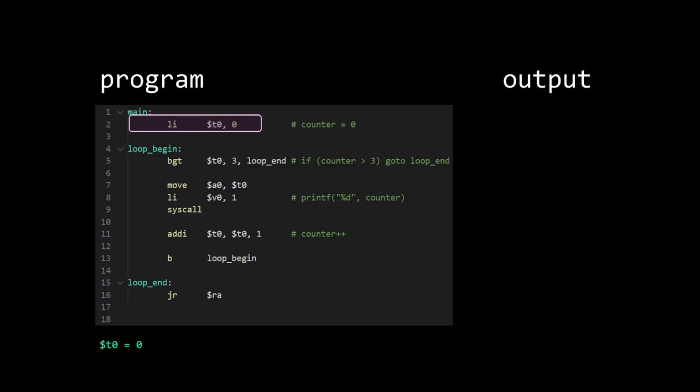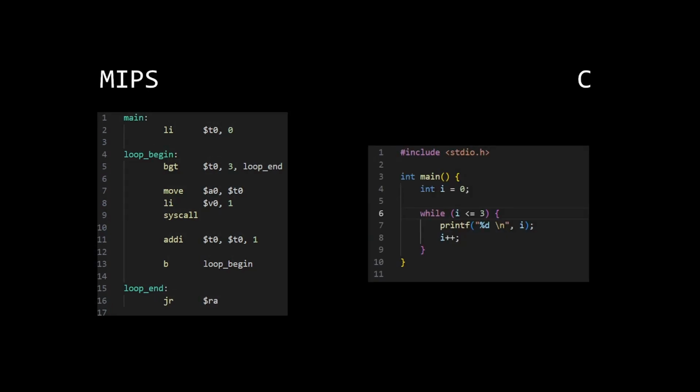When running the code, first it sets the counter to 0 and it then checks if it is greater than 3. It isn't, so the program moves on. It prints it out and increments it. We then branch back up to loop start and we repeat this for counter values 1, 2 and 3. But when the counter value is 4, the BGT condition is true, so we branch to loop end and that terminates our loop.